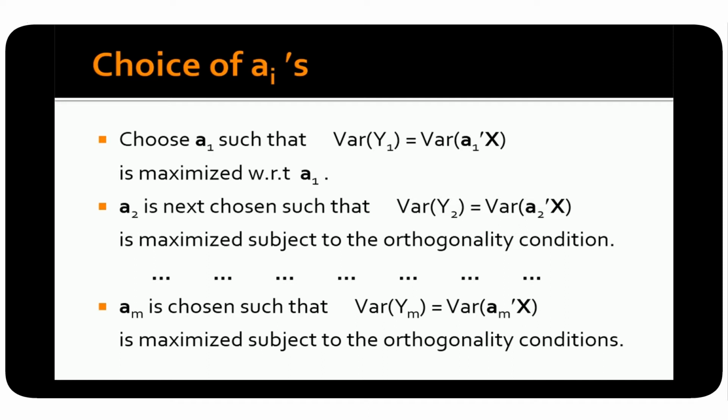So, this way we can go on choosing the a j's. At the jth stage we choose a j in such a fashion that the variance of y j is maximum, subject to the condition that a j prime a k, where k is anything less than j, are all equal to 0. So, this is how the a's are chosen, and we will see how we actually do this in a later class.